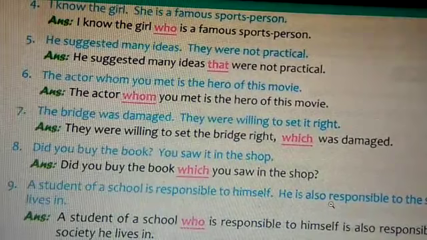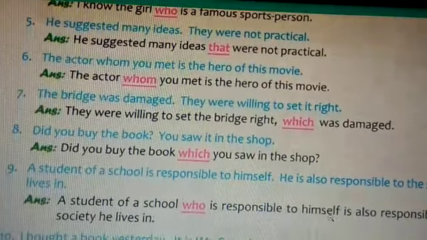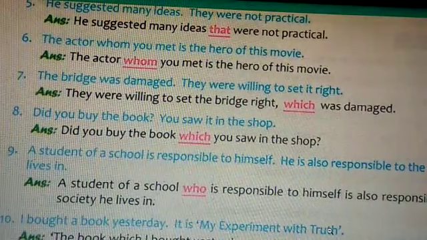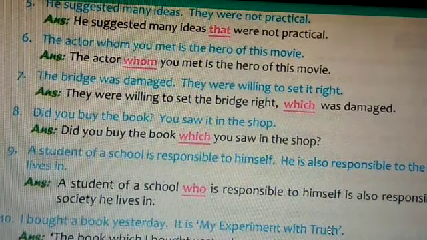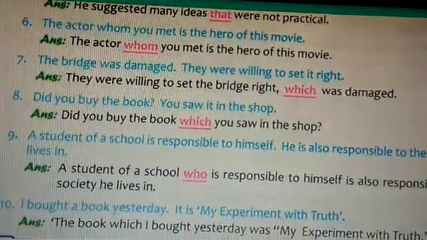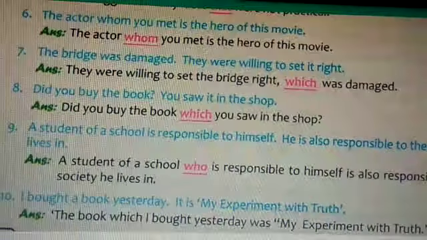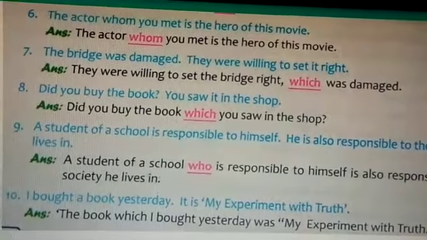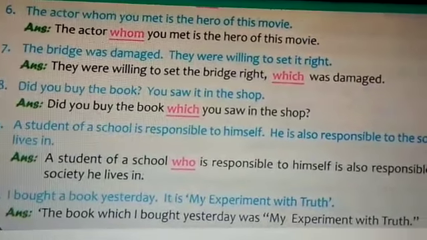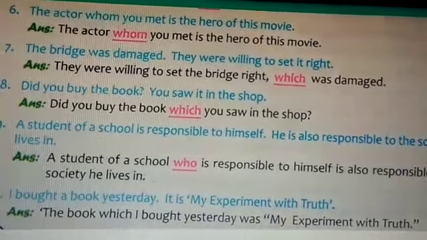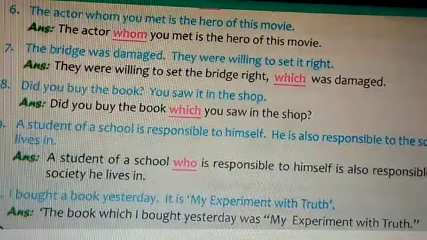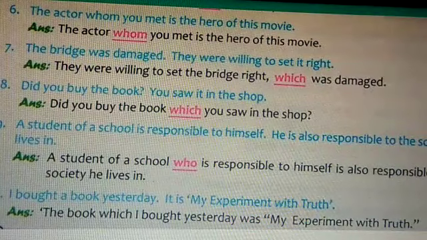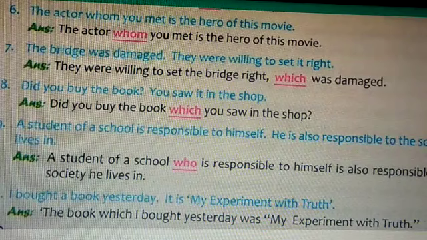Sixth one, the actor whom you met is the hero of this movie. The actor whom you met is the hero of this movie. Actually, it is done. Seventh one, the bridge was damaged. They were willing to set it right. They were willing to set the bridge right, which was damaged. Or you can write like this. They were willing to set the bridge which was damaged.